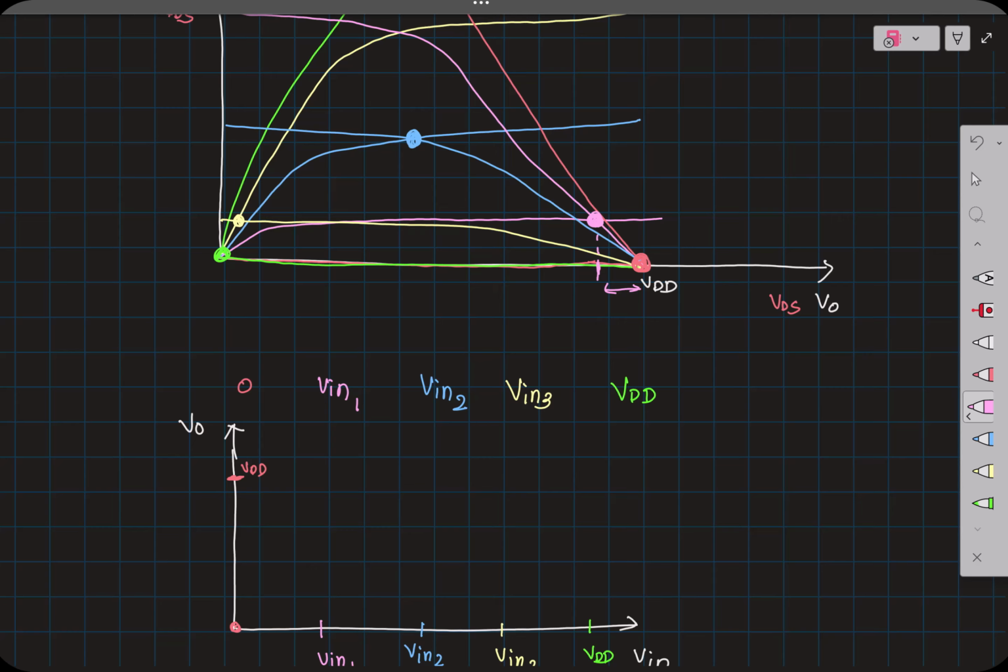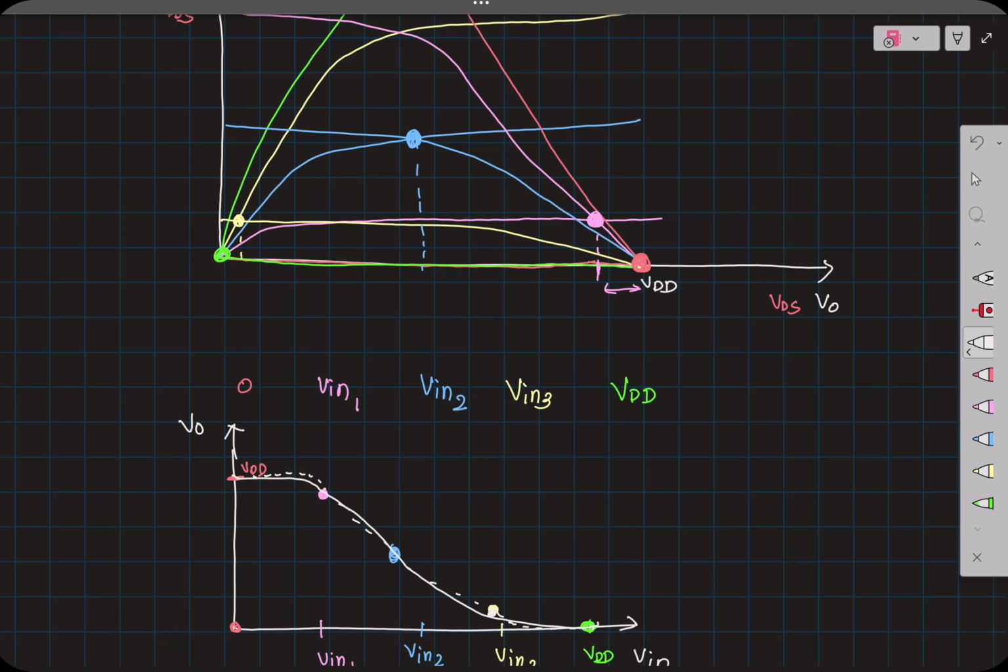Corresponding to Vin1, you get a point which is very close to VDD. For Vin2, this is roughly in the middle of the range. So I'll mark it somewhere here. For Vin3, you are very close to 0. So I'll mark it here. And finally, this value is here. Now, if you had drawn this with sufficient resolution for Vin, you would have been able to fill in the points in between. Right? And then you would have gotten a curve that looks like this.